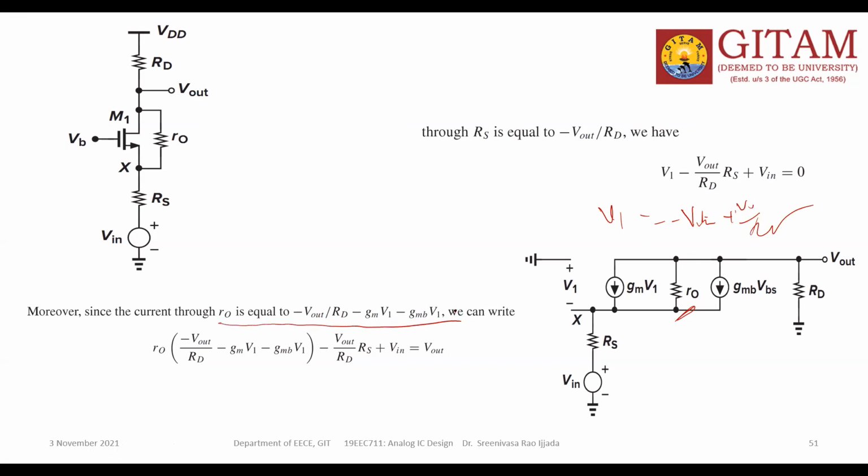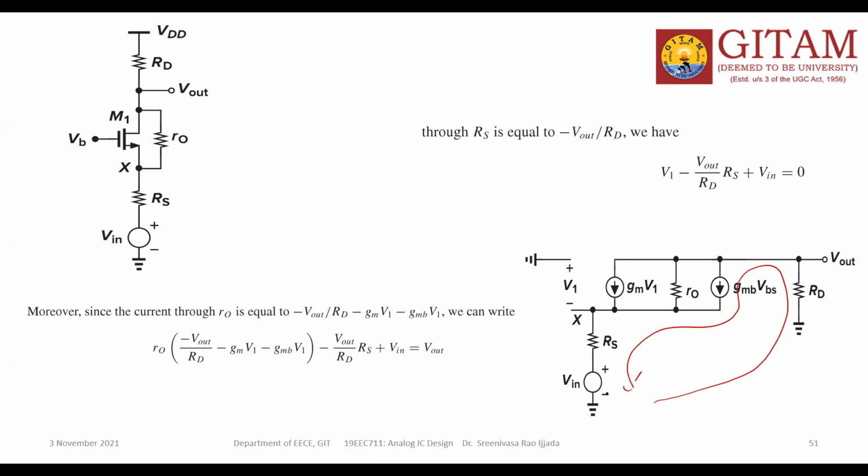Current to the R naught is equal to, so output V out is equal to V out minus V out by RD into RS, this drop. Otherwise, you can do one very simple thing. Why am I calculating the R naught value, or current to the R naught? Very simple. I wish to write the KVL equation for this output loop now. I'm writing the KVL equation for this loop. So what is the drop across this RD?